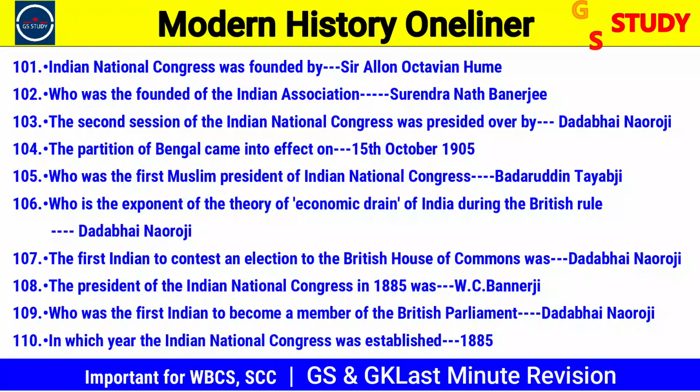108. The president of the Indian National Congress in 1885 was W.C. Bonnerjee. 109. Who was the first Indian to become a member of the British Parliament? Dadabhai Naoroji. 110. In which year the Indian National Congress was established? 1885.